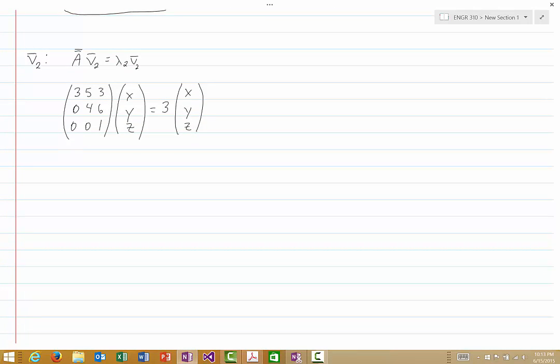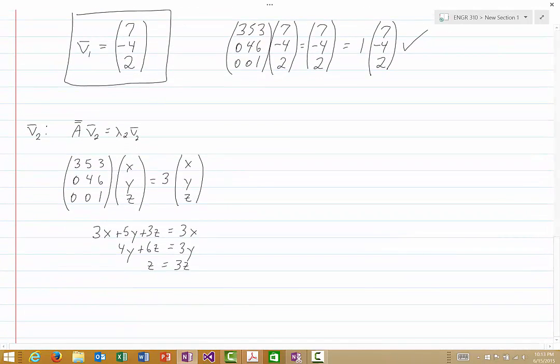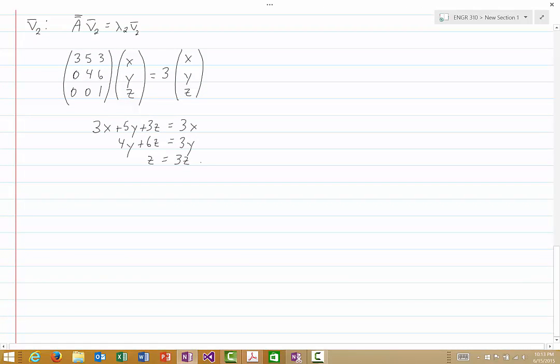So now, as we've done before, let's multiply out on each side. So we get 3x plus 5y plus 3z is equal to 3x, 4y plus 6z is equal to 3y, and z is equal to 3z. Okay, now notice that this last equation is helpful to us this time. In the previous case, this equation z equals z was not very helpful, but in this case, it tells us immediately that if z is equal to 3z, then z must be equal to 0.